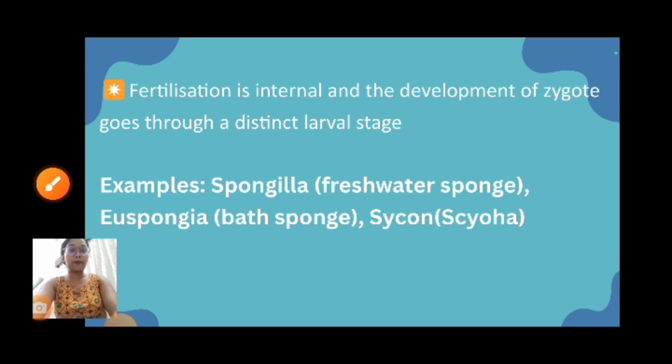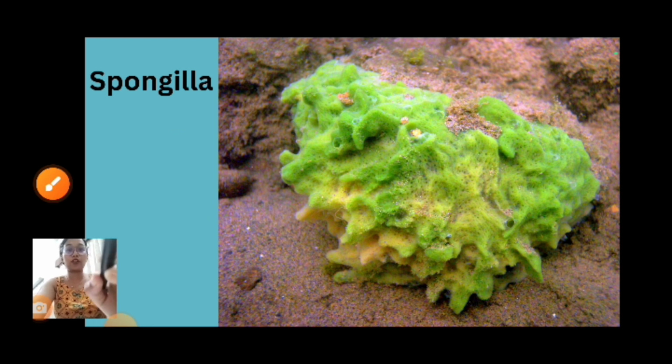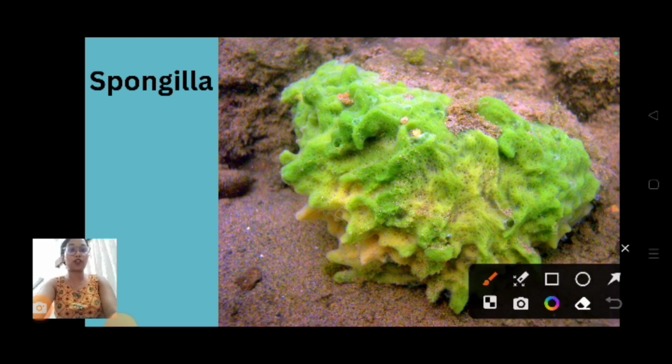Let's see a picture of Spongilla. It is a freshwater sponge. So we have completed phylum number 1, that is Porifera.